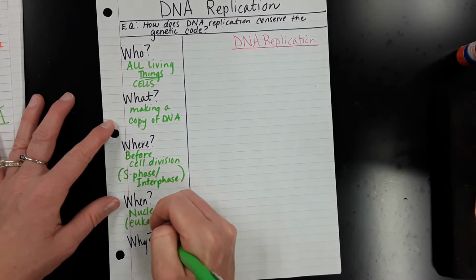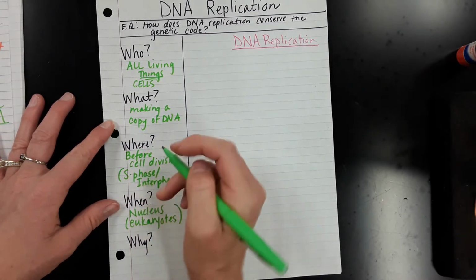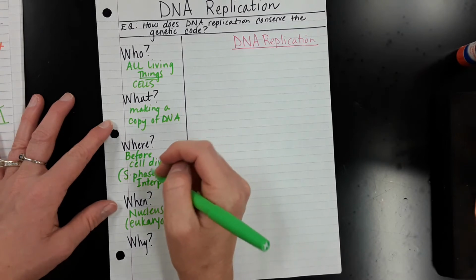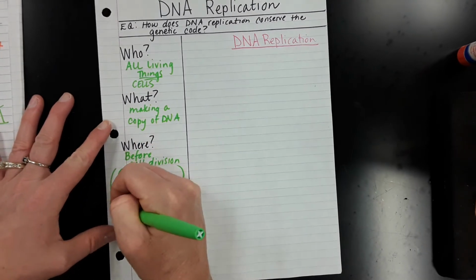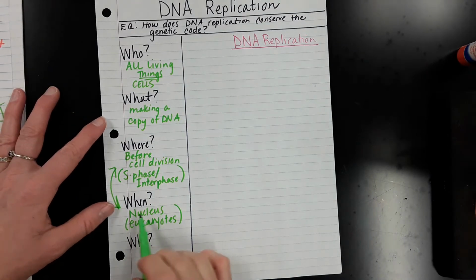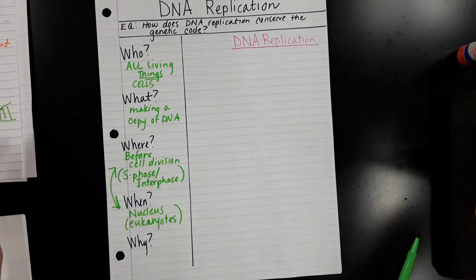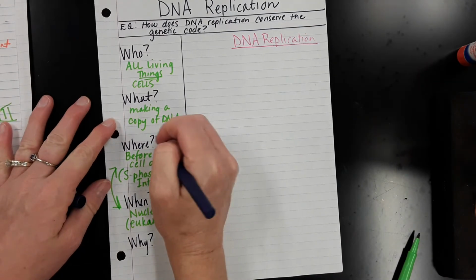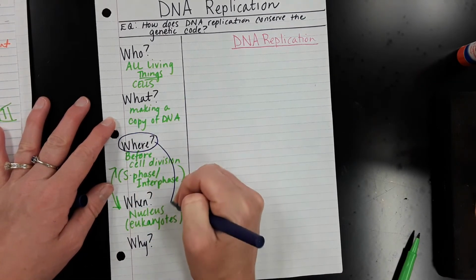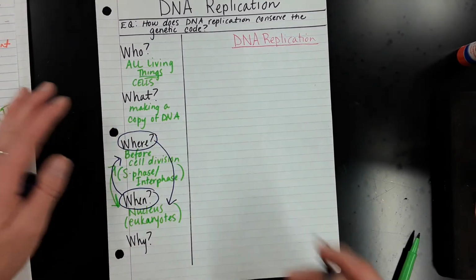I switched the when and the where. Oh my goodness. All right, so where and when, just switch those. My mistake. So where it happens is in the nucleus. When it happens is before cell division. So where, and then this right here is going to be when it happens.